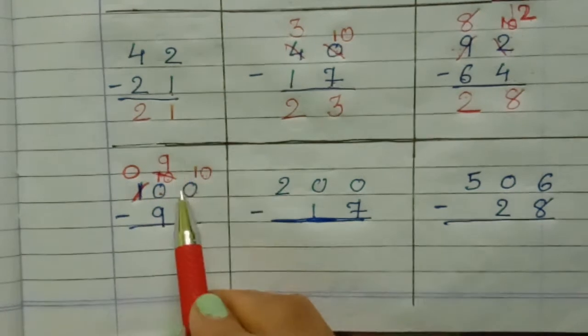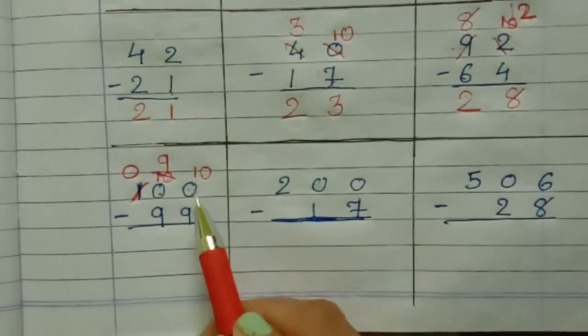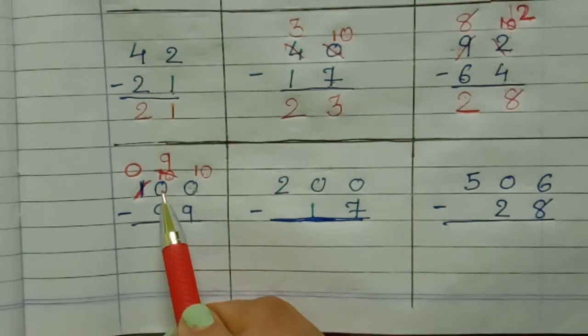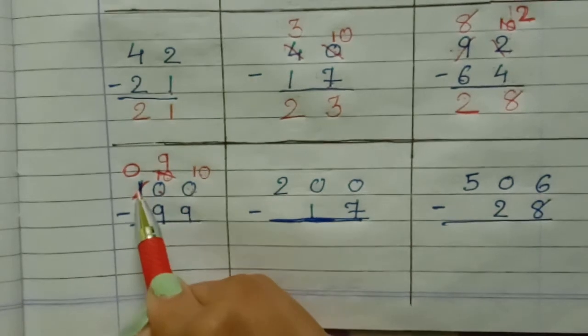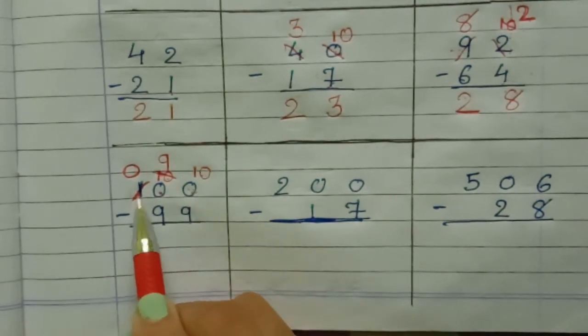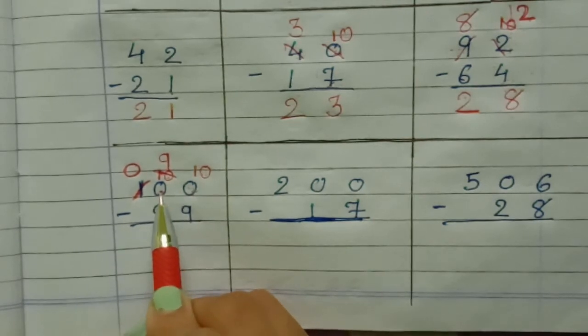Once again 0 is smaller than 9. So 0 has to borrow 1/10 from here. But here it is also 0. So it has to borrow from this one. These ones will give 1/10 at the tens place.